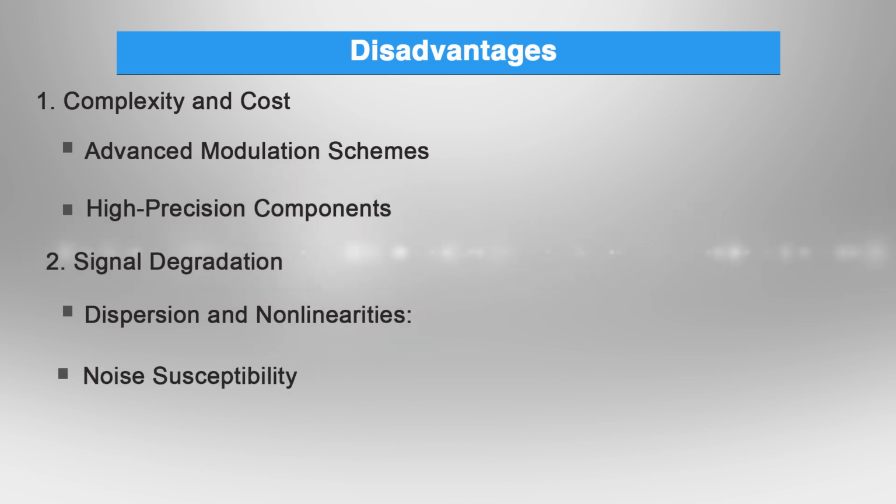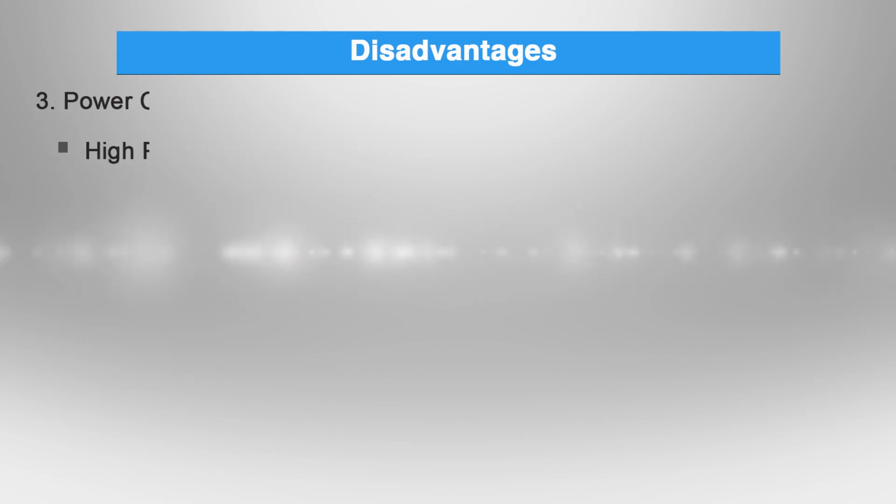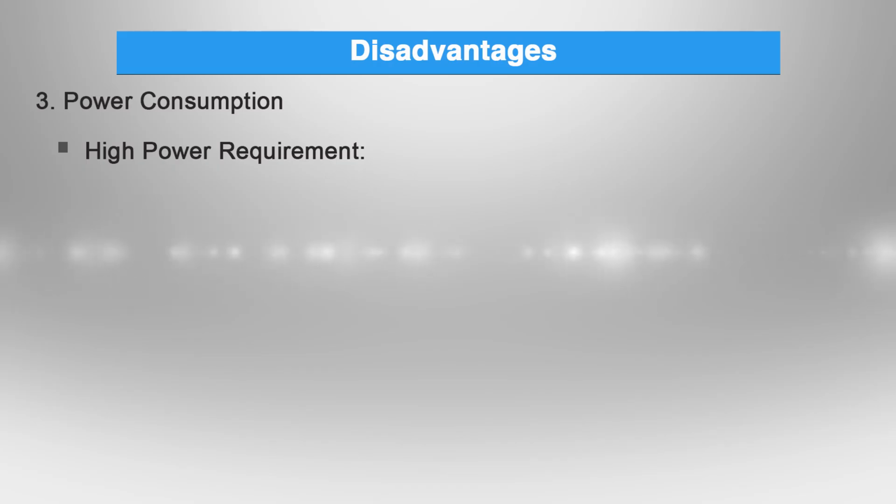Noise susceptibility. Techniques like amplitude phase shift keying are more susceptible to noise and power fluctuations, which can degrade the signal quality. Next is power consumption, which means high power requirement. Some advanced modulation techniques, especially those used in long haul communication, require higher optical power to maintain signal integrity over long distances, increasing the overall power consumption.